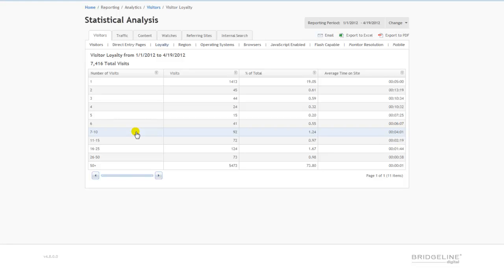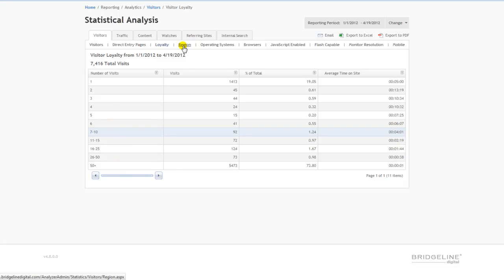So the people who have come to our website a total of 7 to 10 times have actually a total of 92 visits. And you know, these numbers are pretty expected. You do hope that as your website matures that you get higher numbers in this range versus this range.